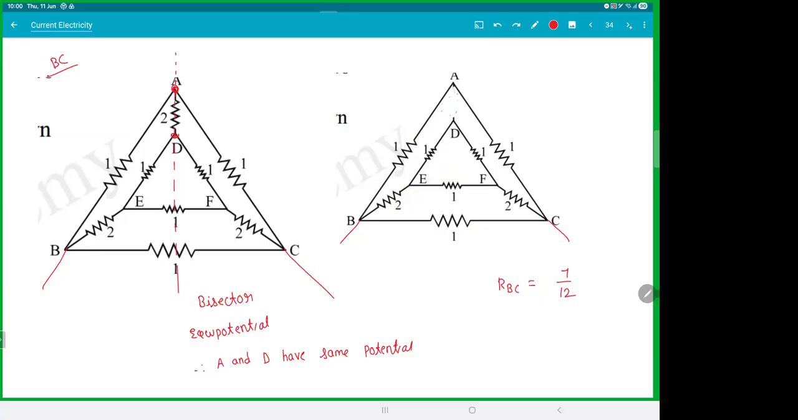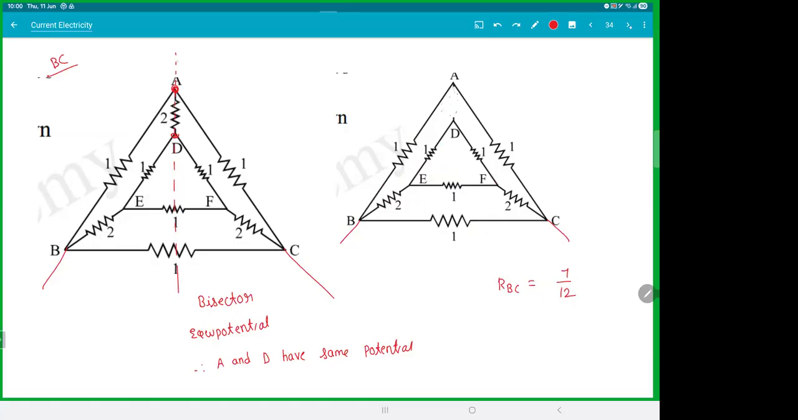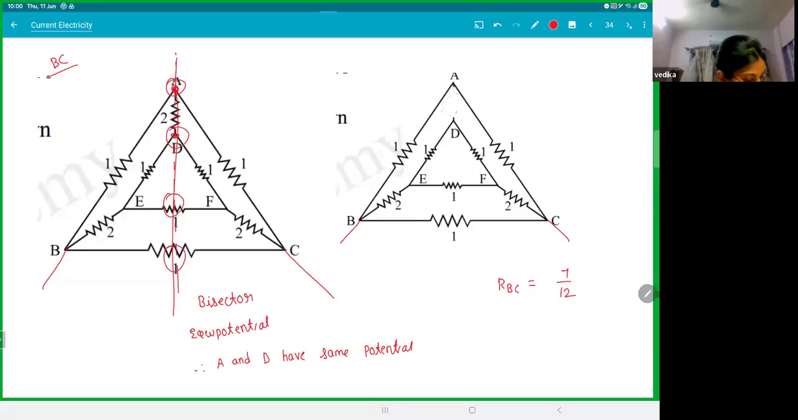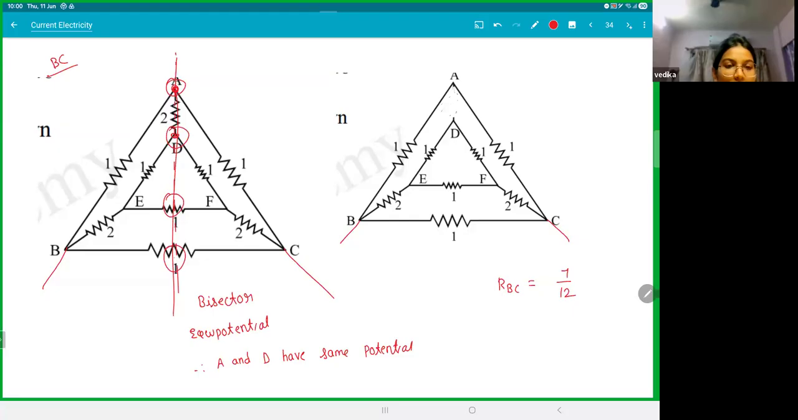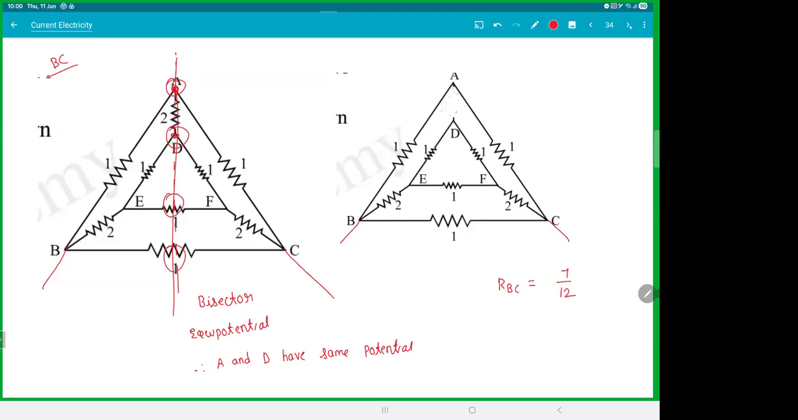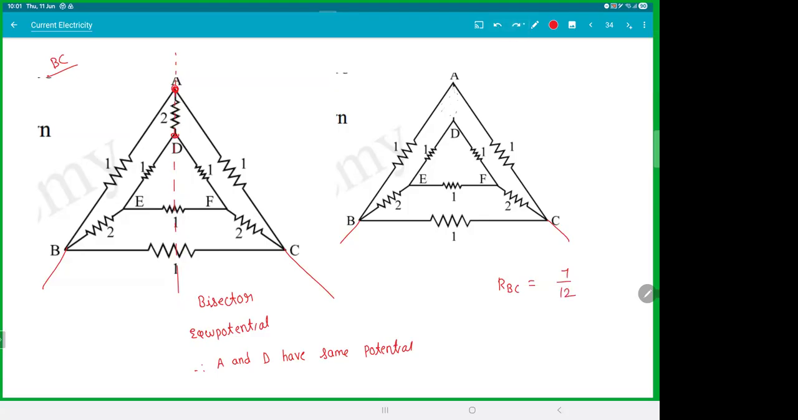Any doubts on this? Can you explain AD? Which part, Vedika? You're asking how did I remove it? Yes, sir. In a bisector symmetry, what does it mean? All these points are midpoints, isn't it? Yeah. So if all are midpoints, then their potential will be V by 2. So if all have the same potential, that means if you connect anything between them, the current won't flow in the resistor. So that AD resistor was useless. If current is not flowing, you can remove it. So you're done.